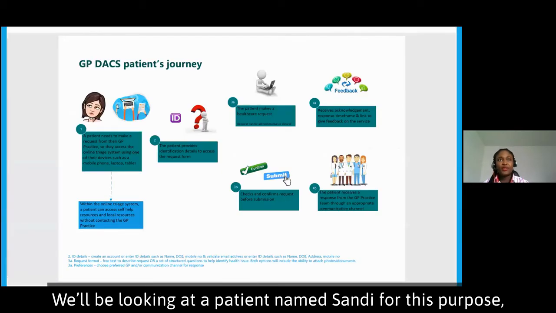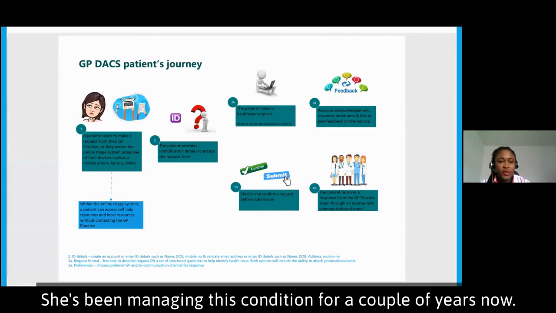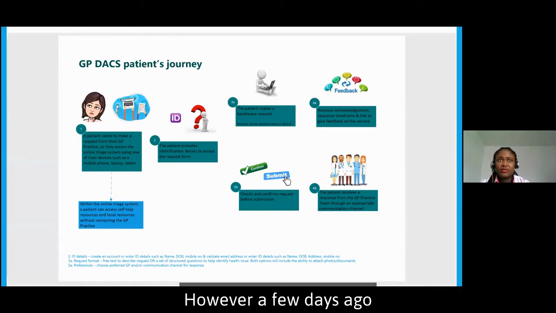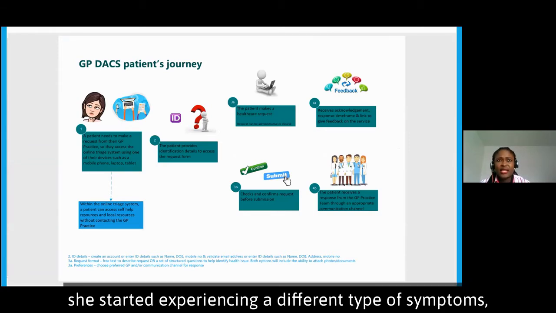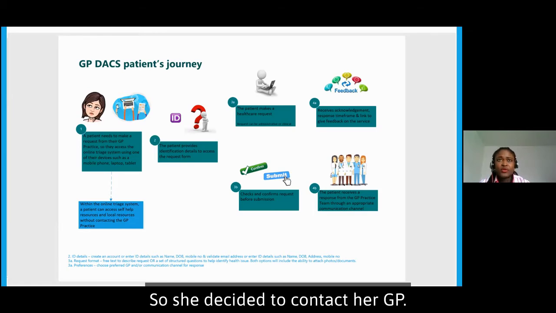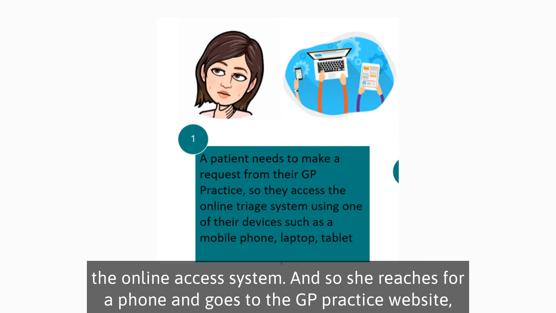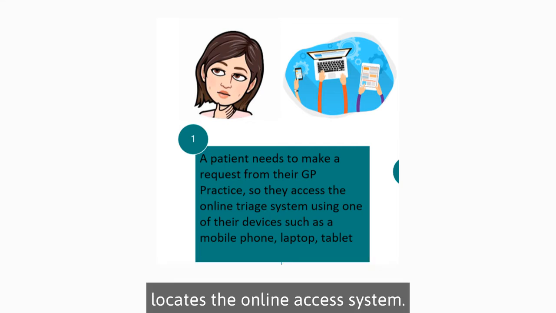We'll be looking at a patient named Sandy, who is suffering from a long-term condition. She's been managing this condition for a couple of years now. However, a few days ago, she started experiencing different symptoms that she has never experienced before. So she decided to contact her GP. She's heard about the GP DACS system, the online access system, so she reaches for a phone, goes to the GP practice website, and locates the online access system.